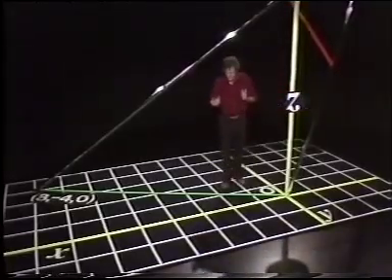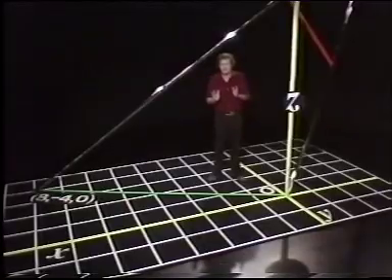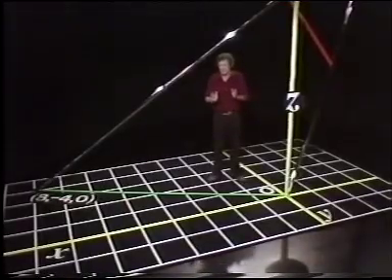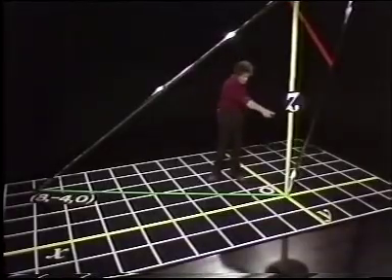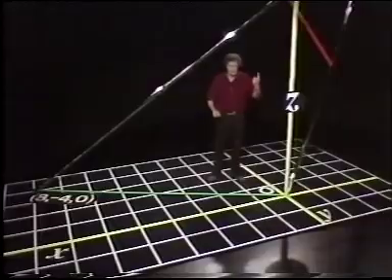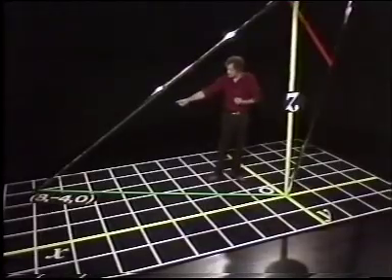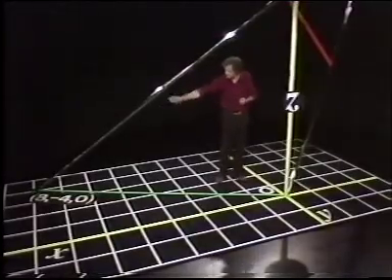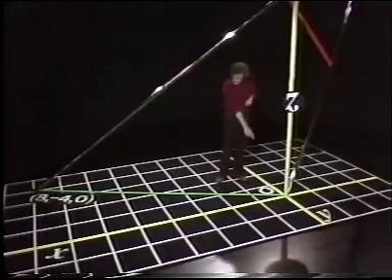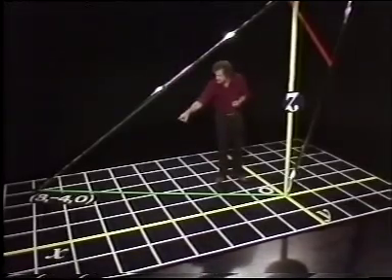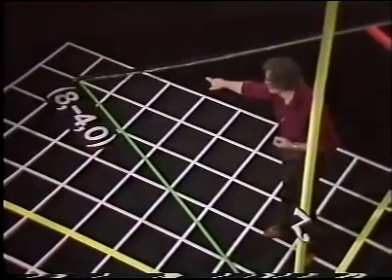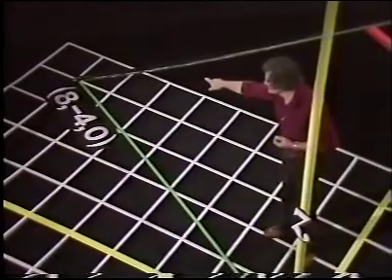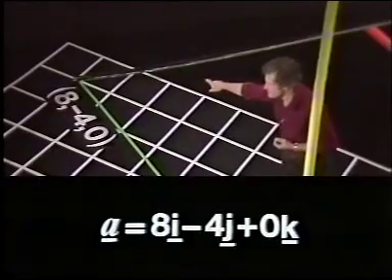Now, let's see how we express the vector A in terms of those coordinates. We'll have the usual unit vector i in the x direction, unit vector j in the y direction, and unit vector k upwards. To get to the point where D1 meets the floor, we go 8 units in the x direction, then minus 4 units in the y direction, and nothing in the z direction. So the position vector A is 8i minus 4j plus 0 times k.